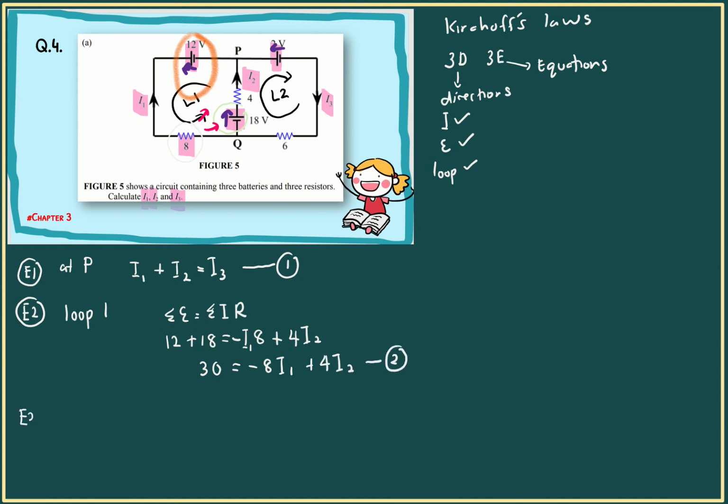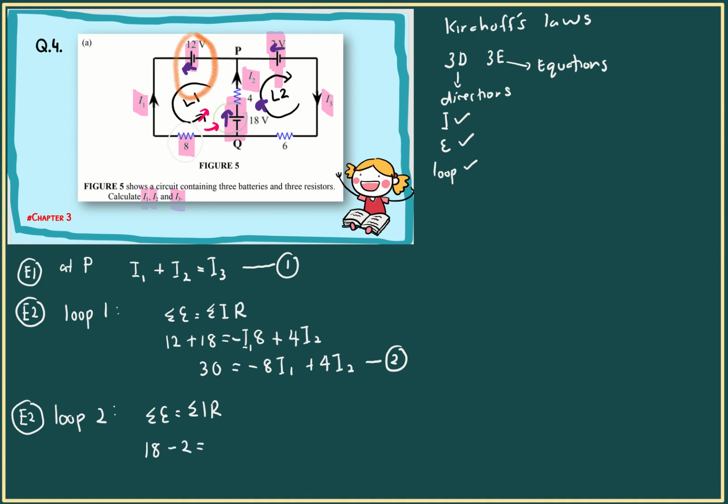Next, the third equation is from loop number 2. Again we are applying Kirchhoff's second law. We do the same: we always compare the direction of EMF with the direction of the loop. This EMF has the similar direction with the direction of the loop, so it's positive 18. And if we compare this EMF, its direction against the direction of the loop, it's negative.